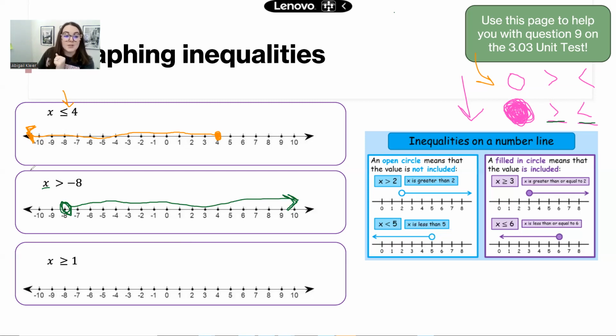Last one, x is greater than or equal to 1. This has a line underneath it, so this will be a filled in circle. And then x is a number that's greater than 1, so obviously I'm going to go towards the increased values. So this can help you with question number 9 on your Unit 3 test. Biggest thing to keep in mind is those circles. Make sure that you know the difference between that open and the closed circle.